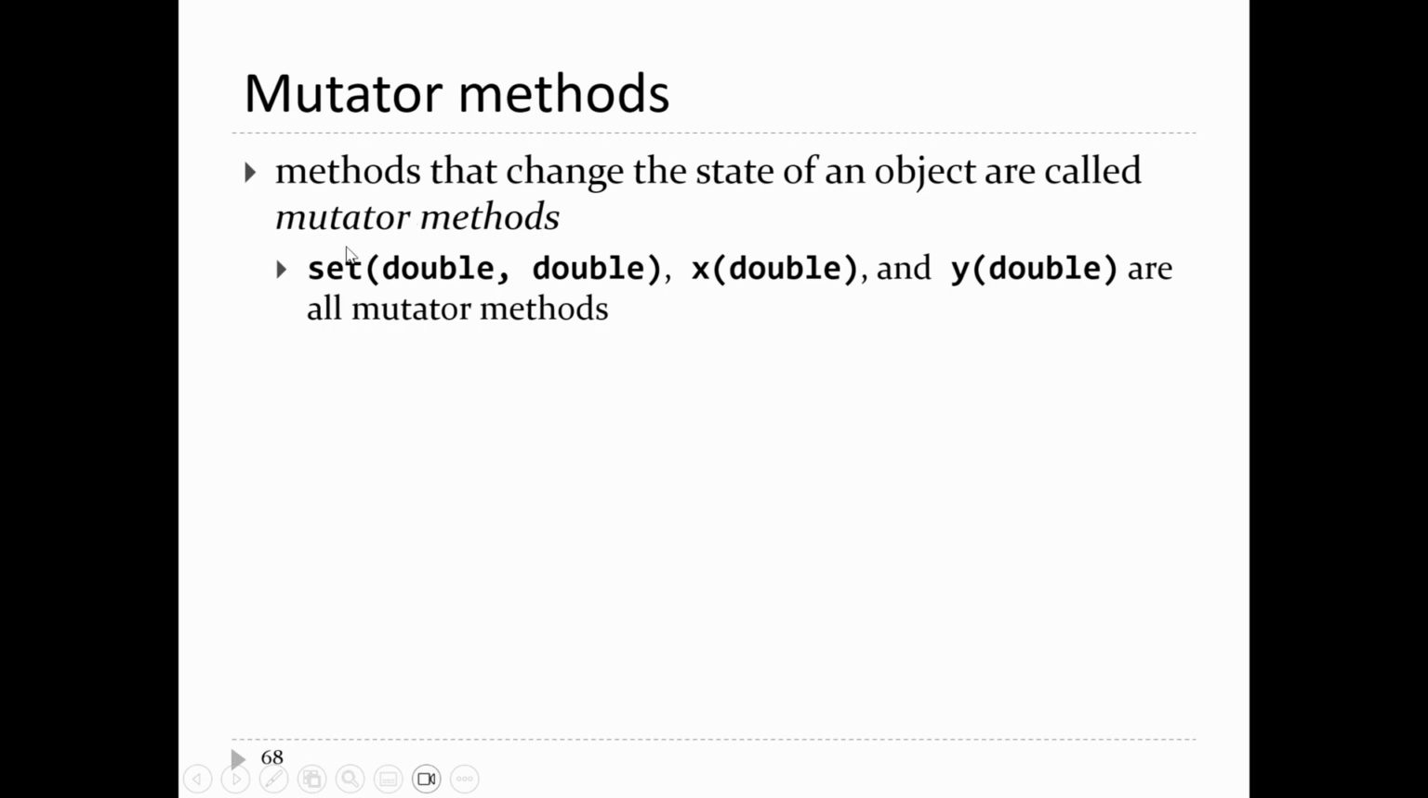mutator methods. So a mutator method is a method that changes the state of an object. So set, x and y all change the x and or y coordinates of a point. These are therefore mutator methods. Often, when you're using simple classes, you can identify the mutator methods because they're usually called set. Many introductory textbooks would call these set x and set y, and just plain old set. That makes it pretty obvious that these things are actually changing the state of the point. I'm lazy, so I just called it x and y.